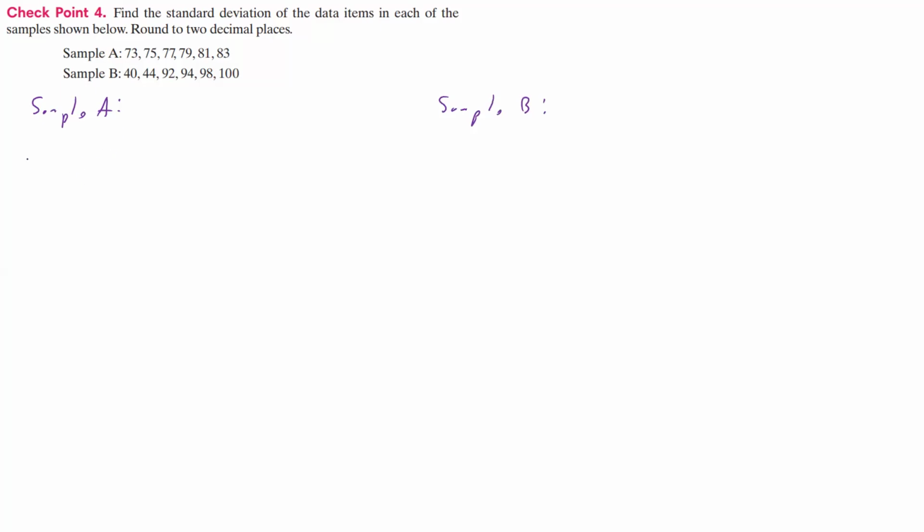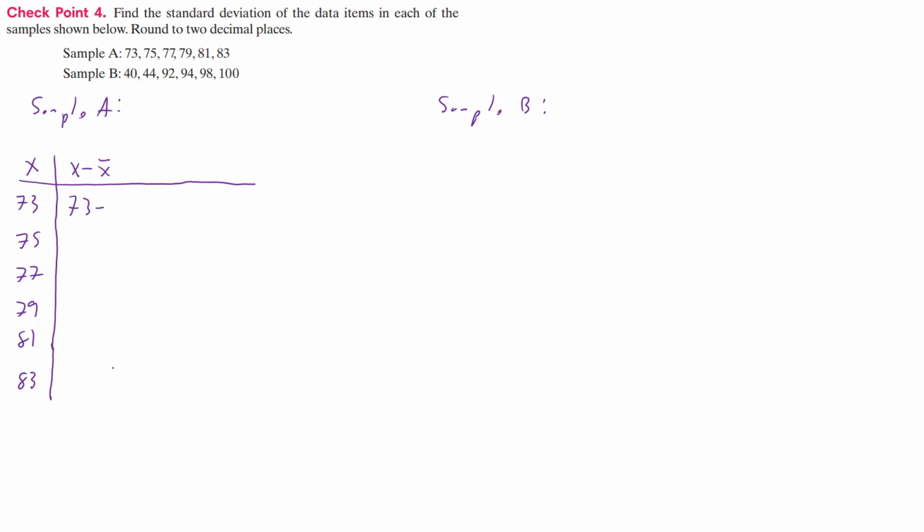Now, finding standard deviation. So we'll have our X, and so now we'll write those. So we'll get enough room. So we have 73, 75, 77, 79, 81, and 83. Okay. And then we're going to take X minus X bar. So we're going to have 73 minus.